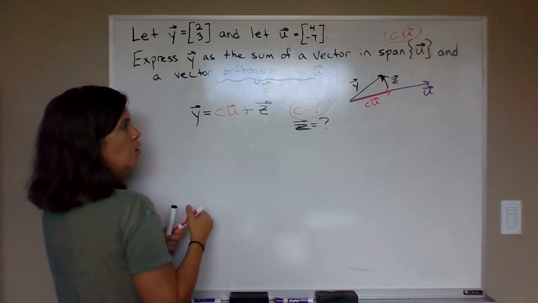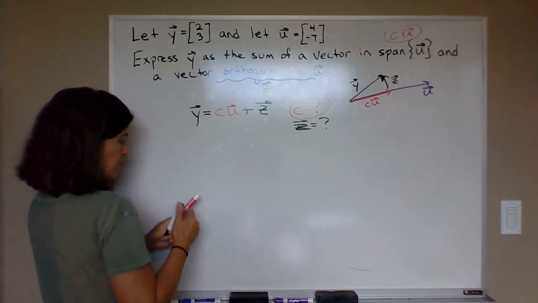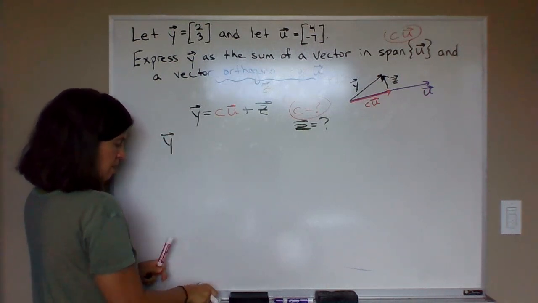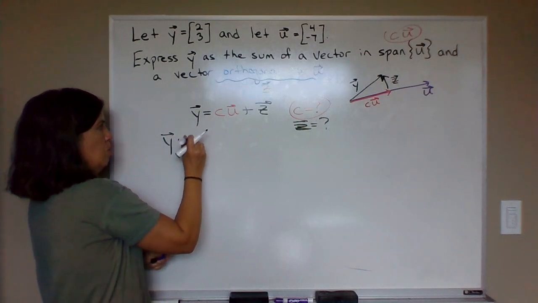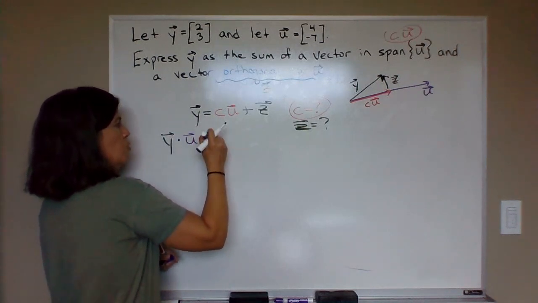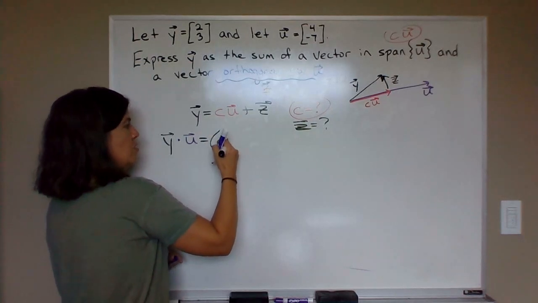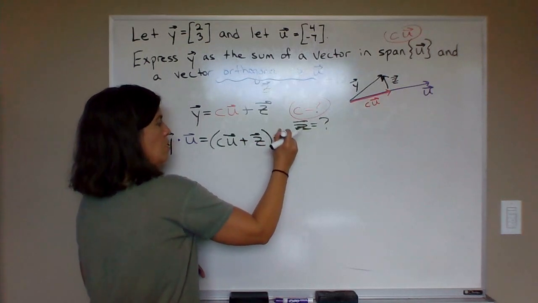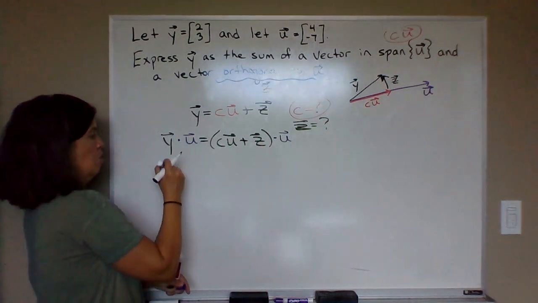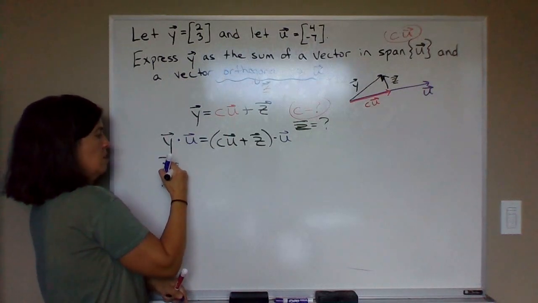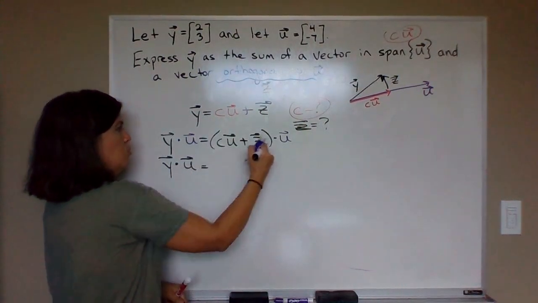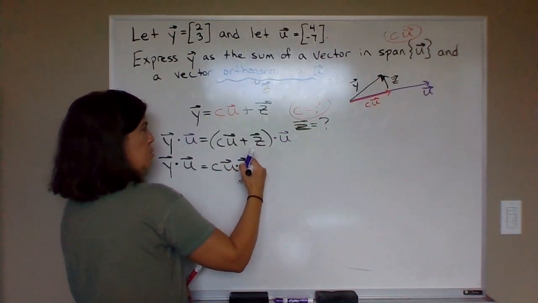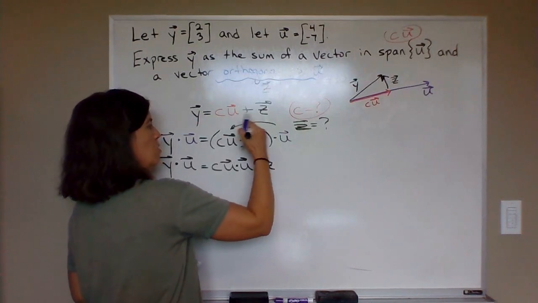I'm going to take the inner product of both sides with u. So I'm going to write y dot u. Let me use the purple here. y dot u is equal to cu plus z dot u. And then I can distribute that inner product. So y dot u is equal to c times u dot u plus z dot u. And distribute here.